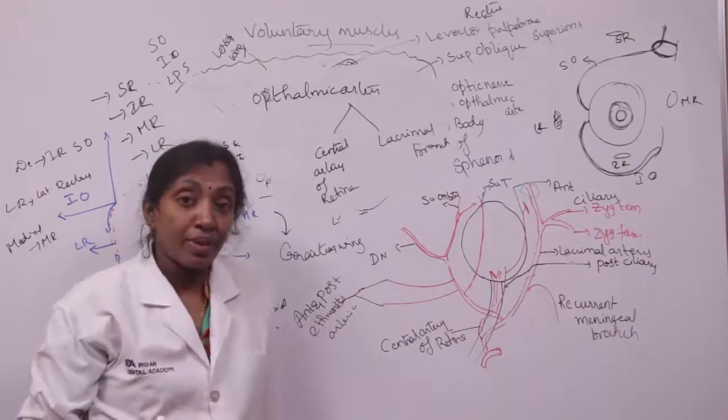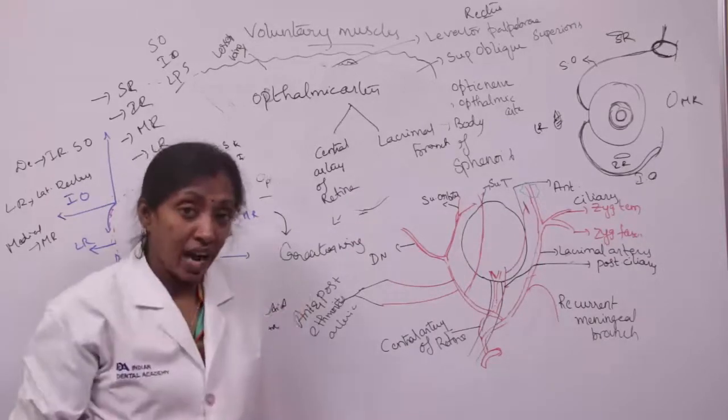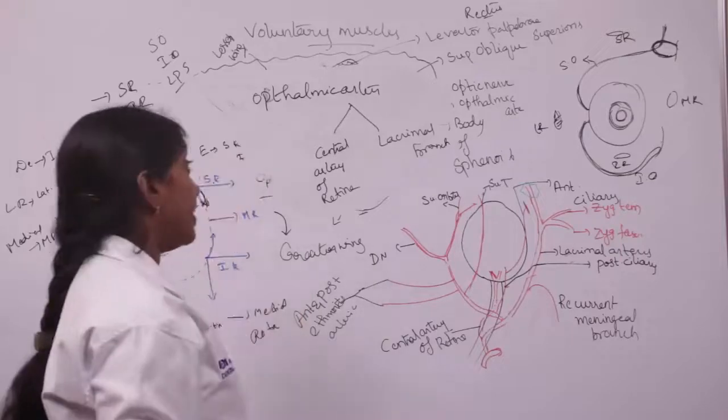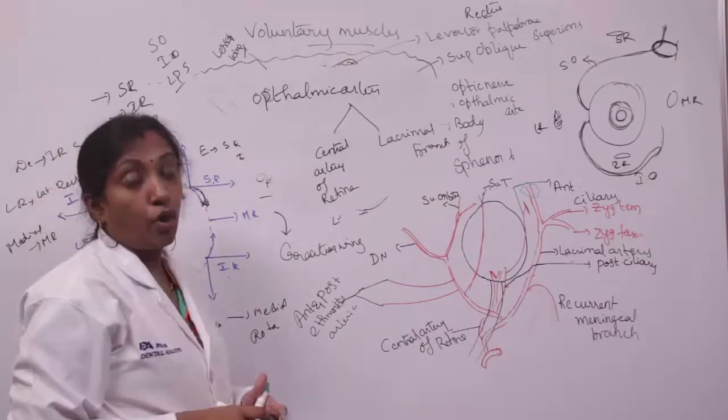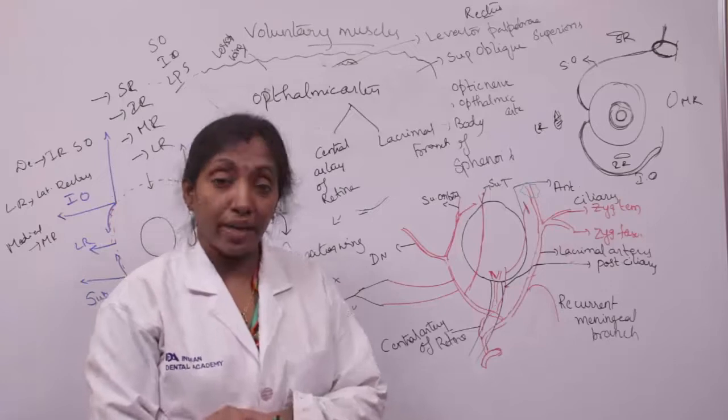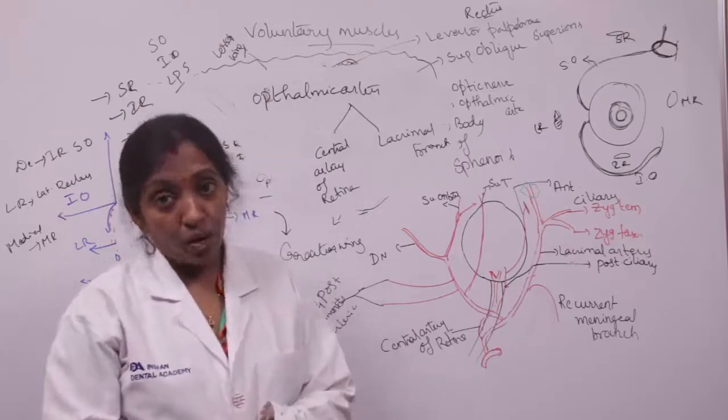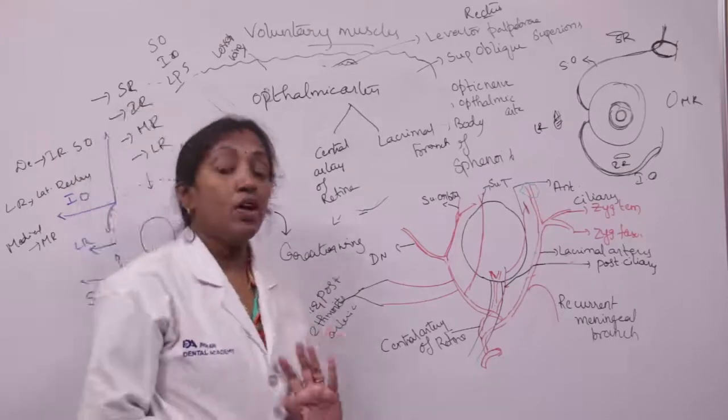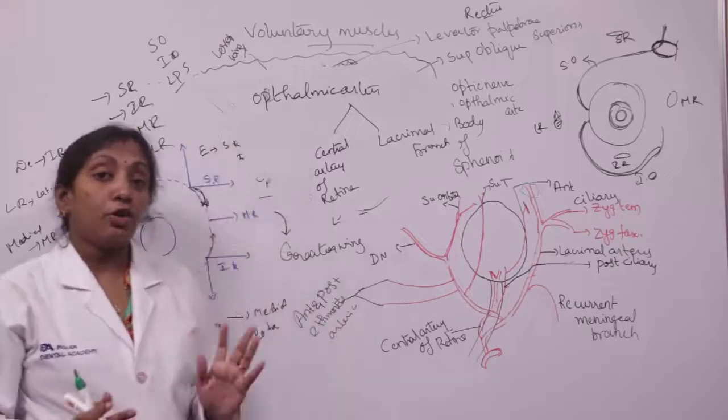The ophthalmic artery arises from the internal carotid artery. It lies in the optic canal, inferolateral to the optic nerve. Then it crosses superficial to the nerve from the lateral to the medial side.